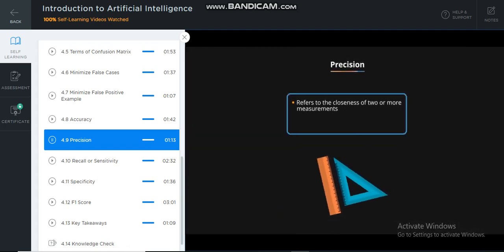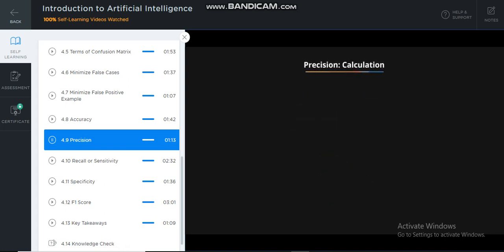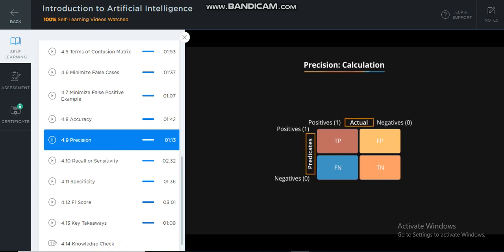Precision refers to the closeness of two or more measurements to each other. It aims to answer the question, what proportion of positive identifications was actually correct? To explain precision in AI, let's use the same confusion matrix that we used for the cancer detection example. Precision is a measure that tells you what proportion of patients that are diagnosed as having cancer actually had cancer.